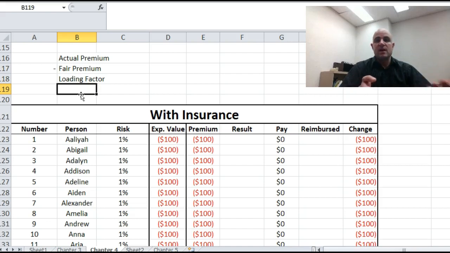Now that money is going to go towards administrative costs. It's going to go towards paying employees. And it's also going to go to profits. So this is, in a nutshell, how insurance works.